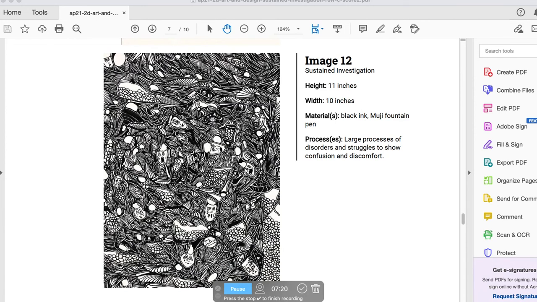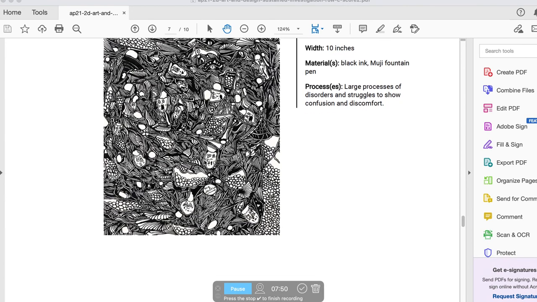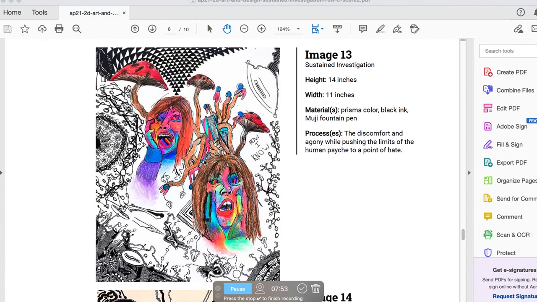Black ink, Muji fountain pen. Processes: large processes of disorders and struggles to show confusion and discomfort. This is a good example of a chaotic, overwhelming composition. It's really, really full, jam-packed. There's a lot of information, but it brings us together through a lot of repetition in shapes, sticking with just the black and white contrast, and it really does make us try to lean in and understand what we're looking at.